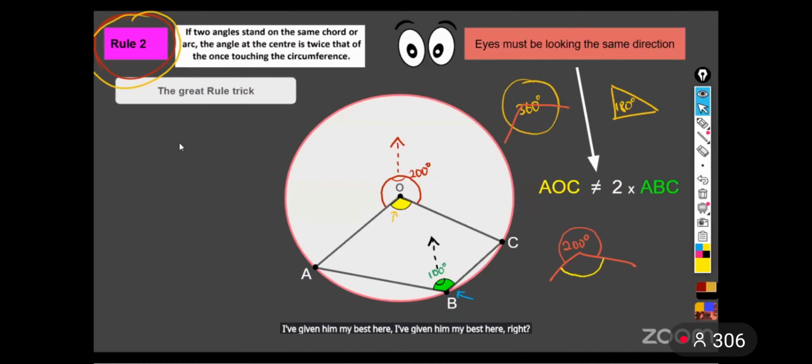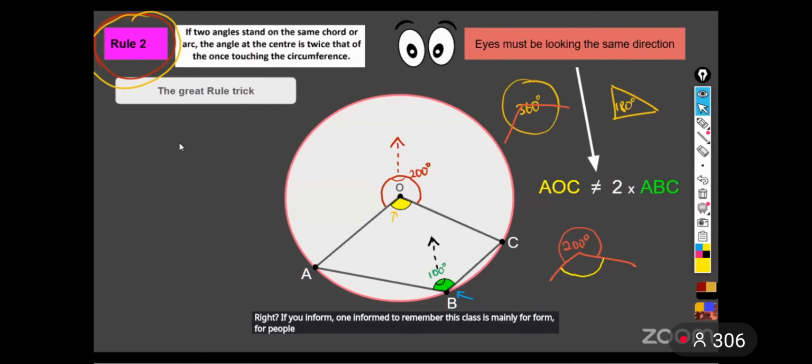If you're in Form 1 and Form 2, remember this class is mainly for people going to Form 3 and above, right? If you're in Form 1 or Form 2, or you're going into Form 1, don't feel too bad if you don't catch everything. My piece is more to suit Form 3 and above today. You don't have to pick up on everything. You just have to pick up on some of the things.